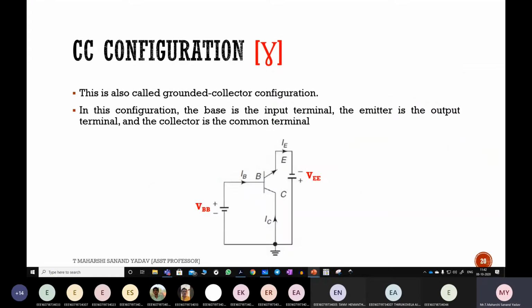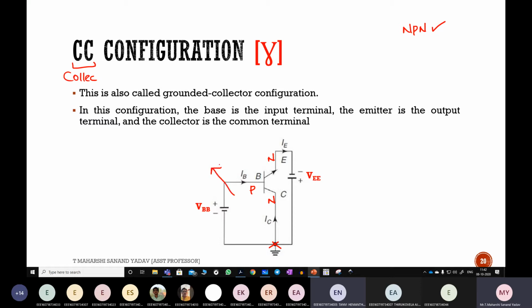The next type of configuration is common collector, meaning the collector is grounded. That's why I have changed the polarity, I mean the direction of the transistor. Identify this one. Is this NPN or PNP? NPN. This is N, this is P, this is N, so the polarity is from P to N, correct. This is an NPN transistor. As it is common collector, the collector is connected to ground.